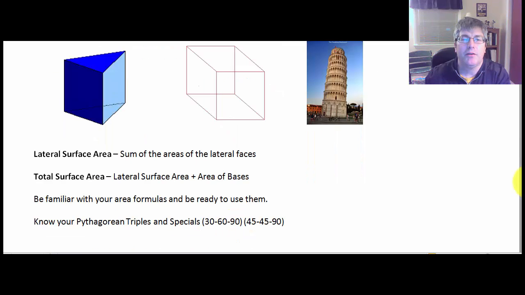You will need to be familiar with your area formulas, areas for rectangles, squares, triangles, regular polygons. Okay, I've got a regular octagon here. We'll probably use a regular hexagon, which will allow us to use our 30-60-90s and one-half apothem times perimeter. Okay, so you'll need to be familiar with your Pythagorean triples and your special right triangles. And we'll get some practice problems when I see you in class.